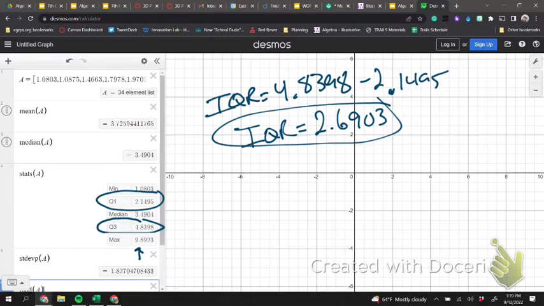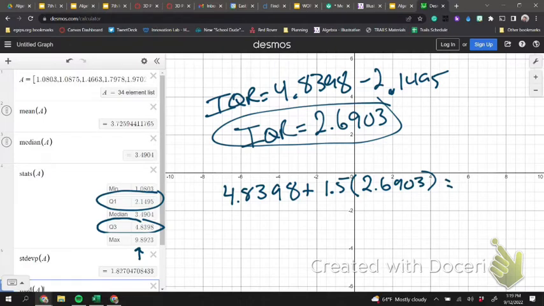To do that, I'm going to go to my third quartile, and I'm going to extend it by 1.5 times my IQR. So I'm going to add 1.5 times my IQR onto that, and that gives me the value. I don't think that's right, what I got. 4.8398 plus 1.5 times 2.6903. Yes, 8.87525. So if it falls within that range, higher than my third quartile, then not an outlier.